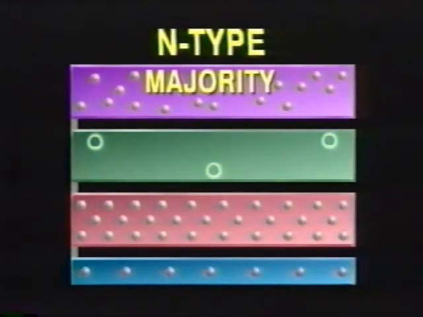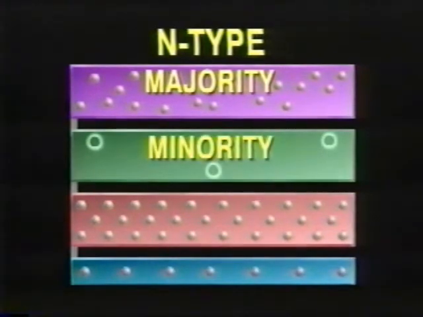Since each pentavalent atom that is added contributes an electron, the total number of free electrons is determined by the amount of pentavalent material added. Notice that there are still a few electron-hole pairs generated by thermal energy, but these are far fewer in number than the free electrons produced by doping. Since there are many more free electrons than holes in an N-type semiconductor, the electrons are the majority current carriers, and the holes are the minority carriers.